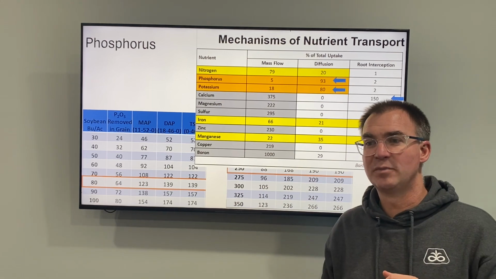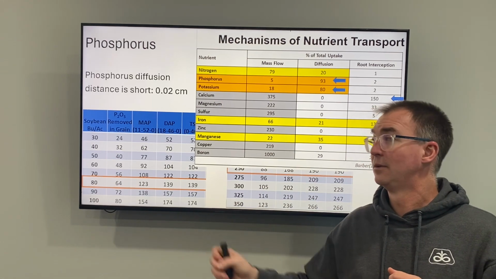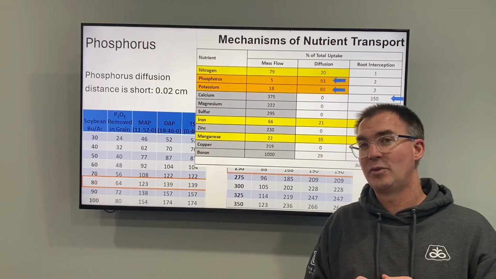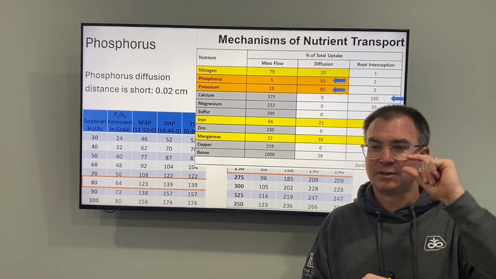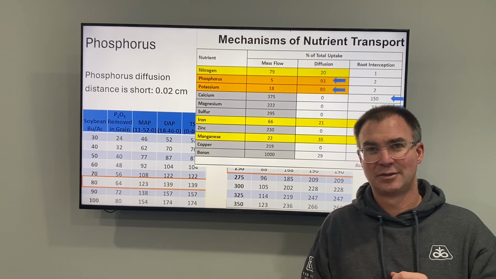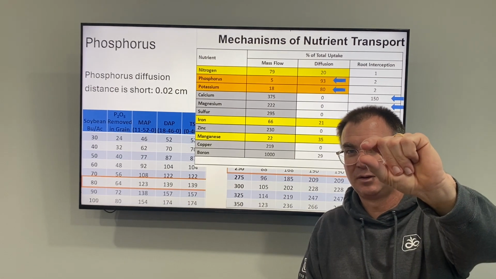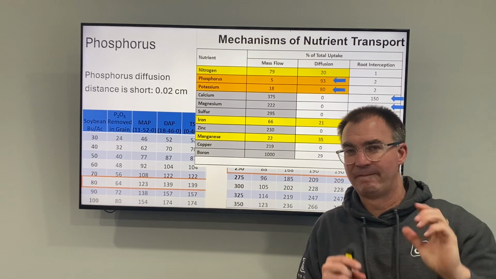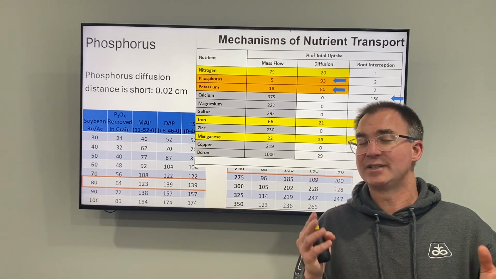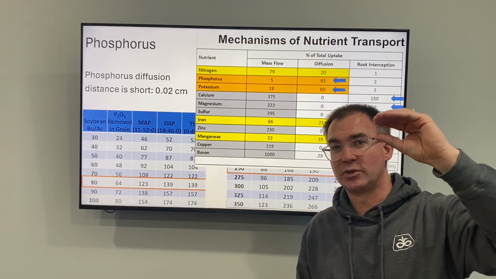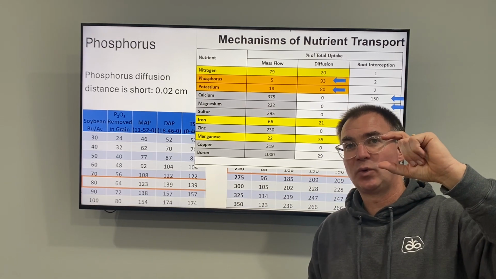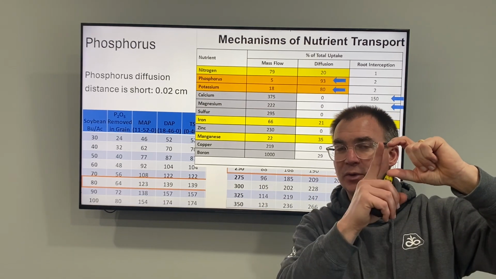How much does phosphorus move? Over a growing season, phosphorus moves 0.02 centimeters. In essence, phosphorus is extremely immobile in the soil. It's not going to move. If it's on the soil surface here, and we have a dry June, guess what? Roots aren't going to grow into that dry soil.